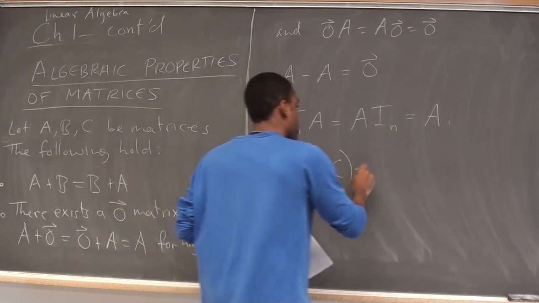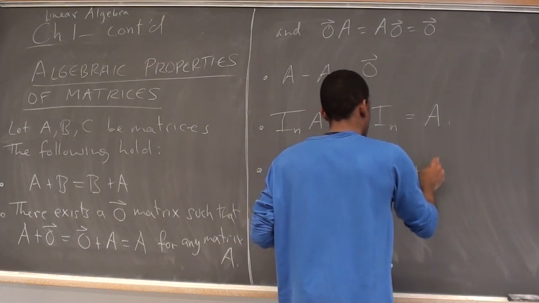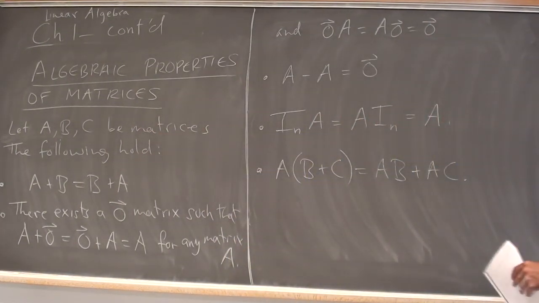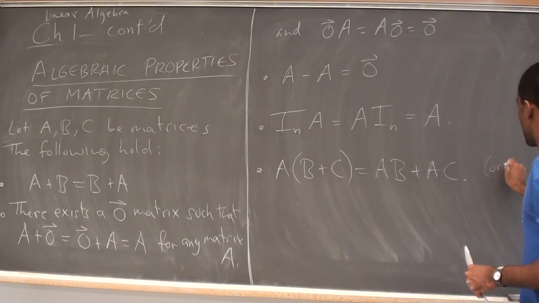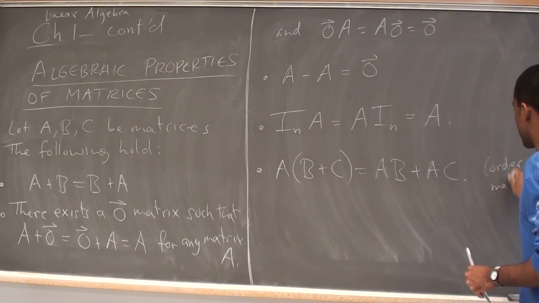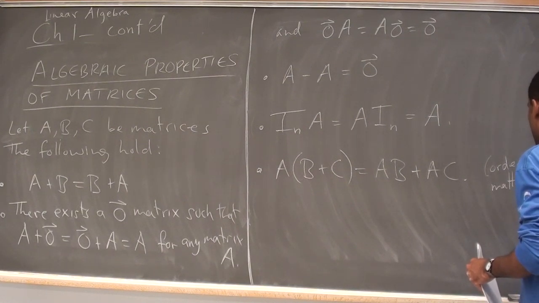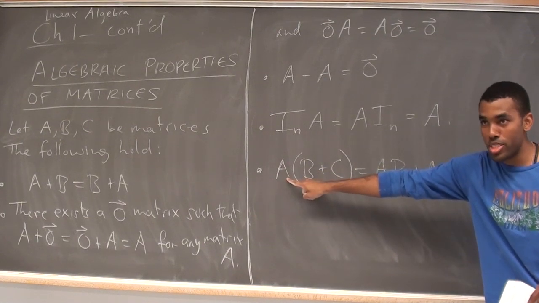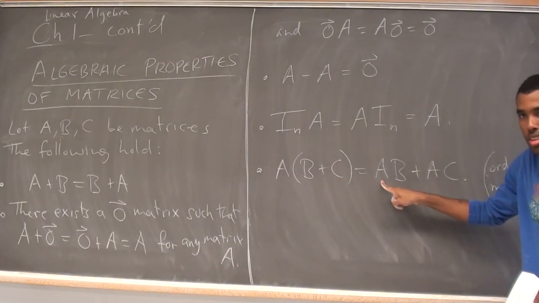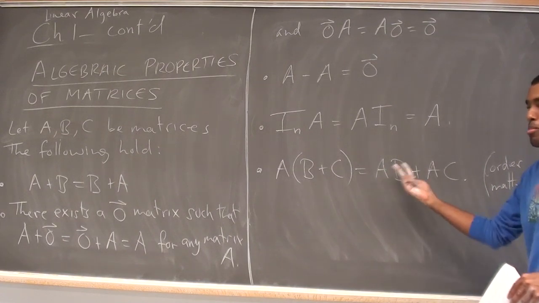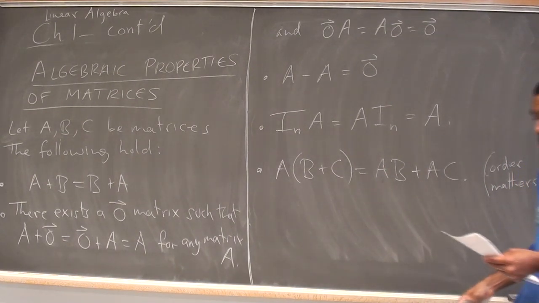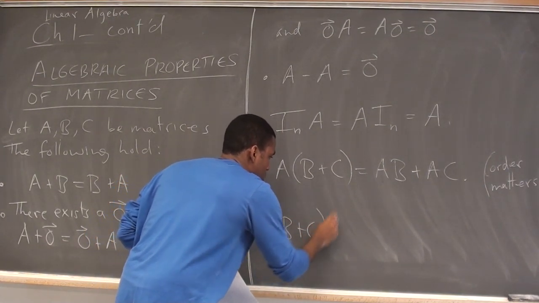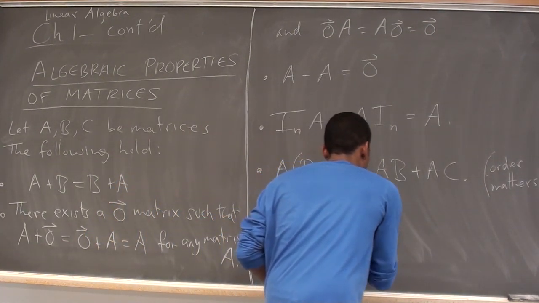There is a distributive property. A, B, C are matrices. Order matters. Anytime you think of multiplication, order matters. If the A is on the left when you're distributing, it has to be on the left in your results. You can't put a BA here, it's not the same thing. You can distribute if the A is on the right also, and that would give you BA.